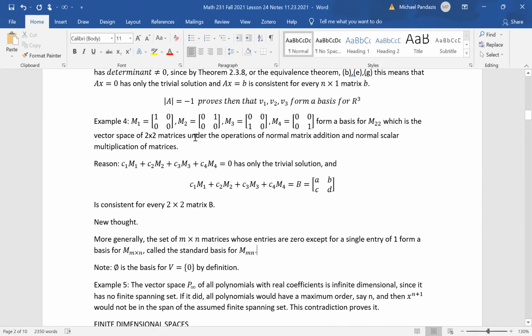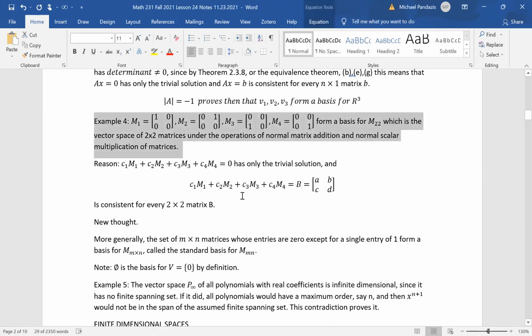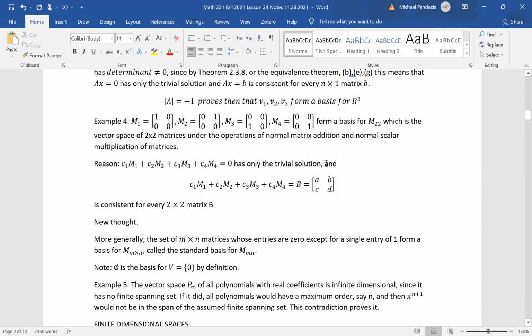Okay, so these four matrices form a basis for M sub 2,2. Okay, if anyone has questions, just ask. More generally, the set of m by n matrices whose entries are 0 except for a single entry of 1 form a basis for M sub m cross n, called the standard basis for M sub mn.